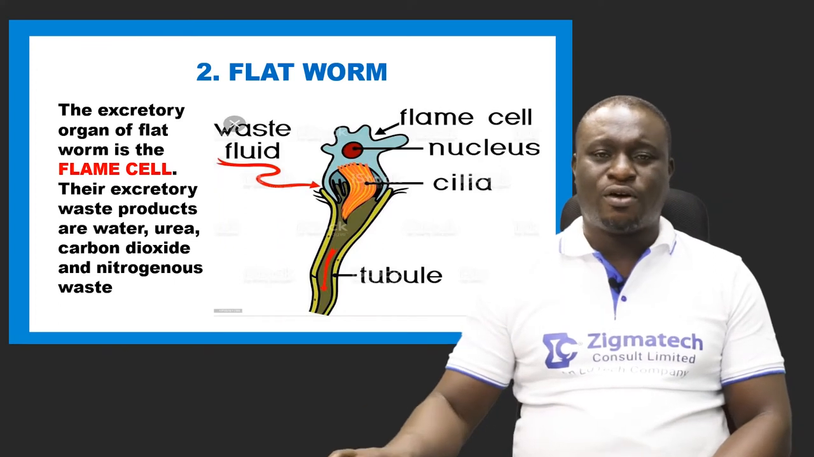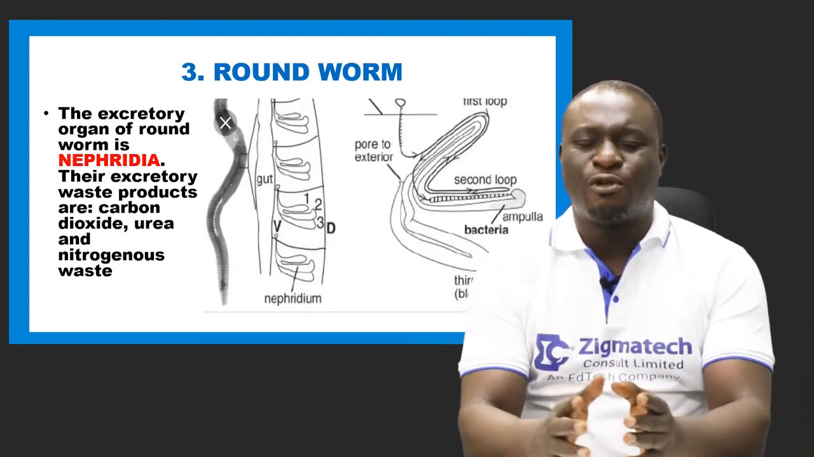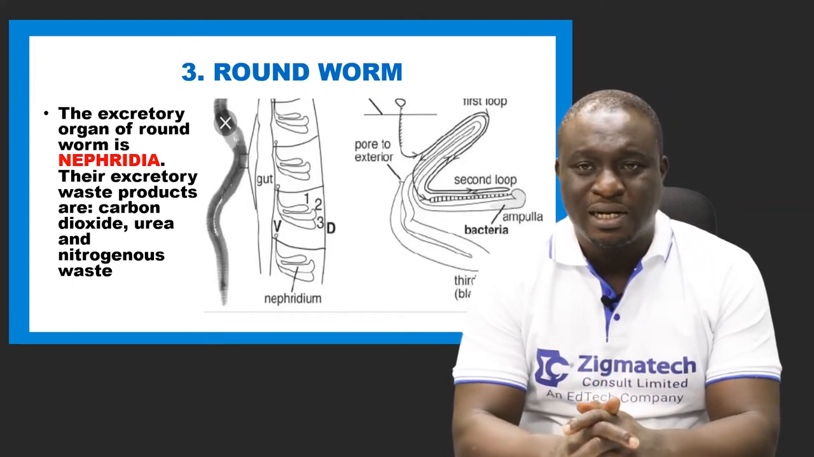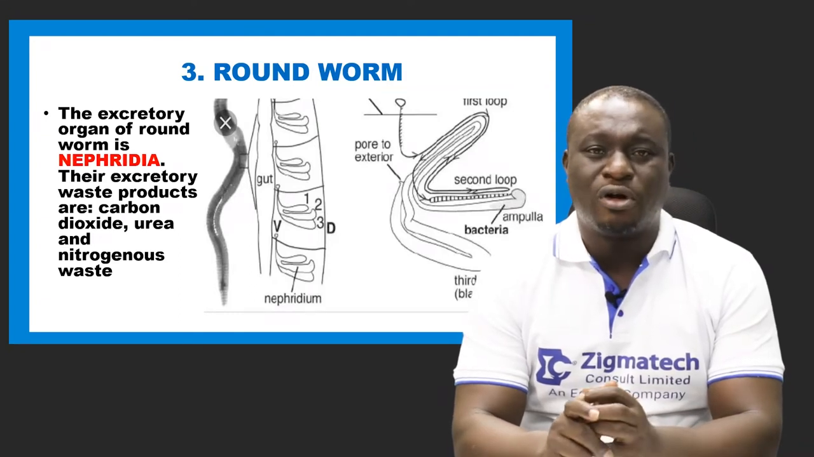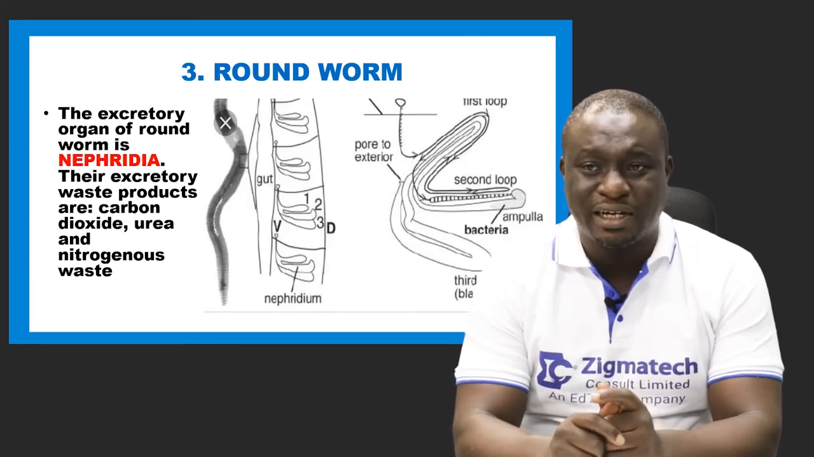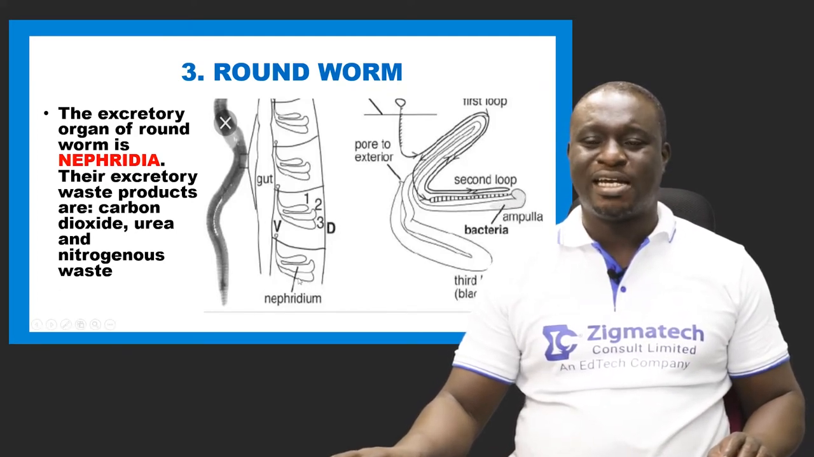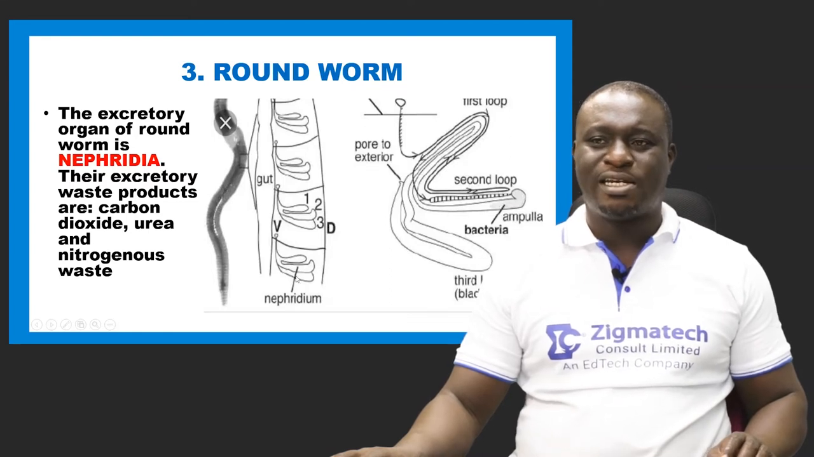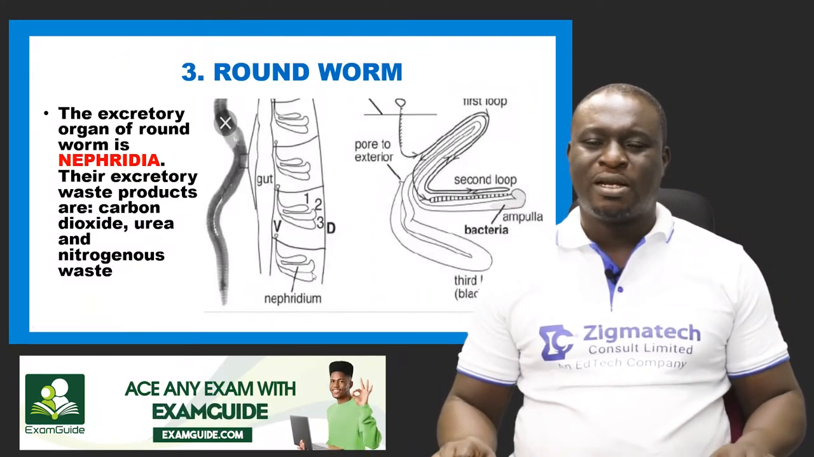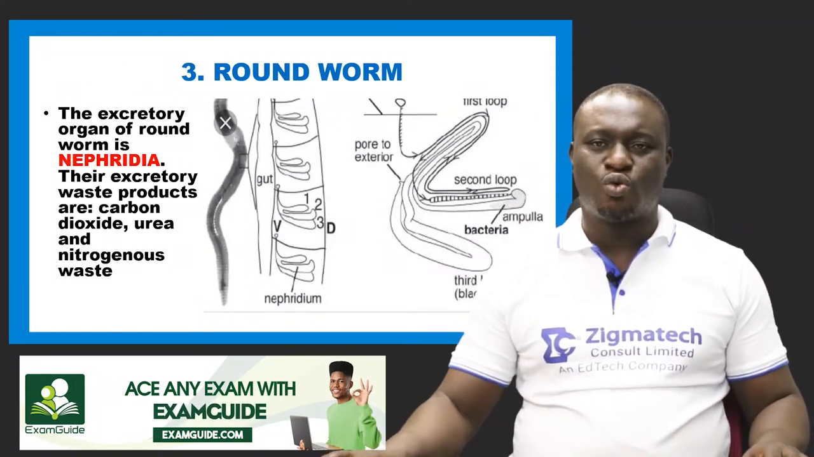Number three on the list is roundworm. Another name for roundworm is nematoda, and it includes things like Ascaris lumbricoides. Now, the excretory organ of roundworm is called nephridia. You can see on the diagram there the roundworm, and you can see nephridia indicated there. So the nephridia is the excretory organ of roundworm. Their excretory waste products include carbon dioxide, urea, and nitrogenous waste.